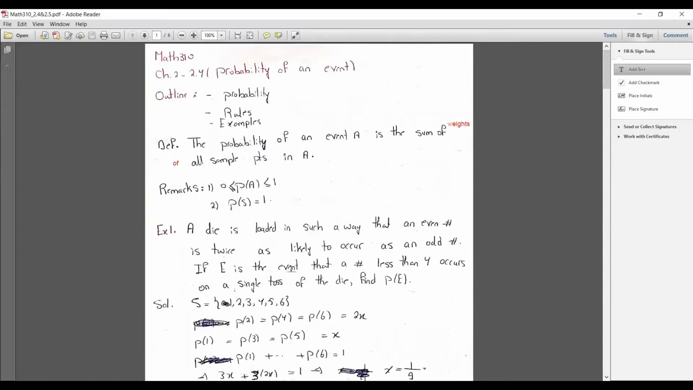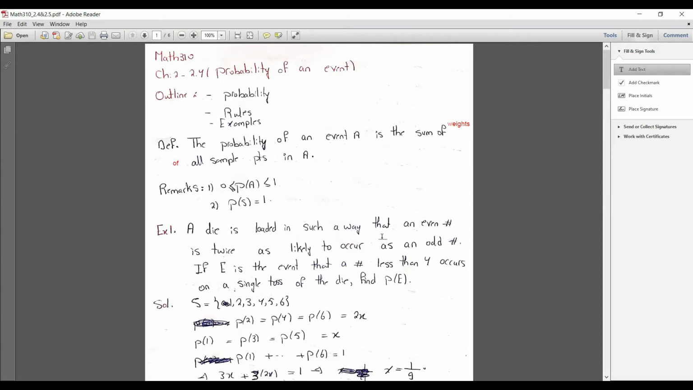Okay, guys, here we have an example. We are saying that a die, you know what we mean by die? A die means that it has 6 faces. When we say a fair die, or we are not mentioning it, it means that all the faces have the same chance to occur. So we are saying that a die is loaded in such a way that an even number is twice as likely to occur as an odd number.